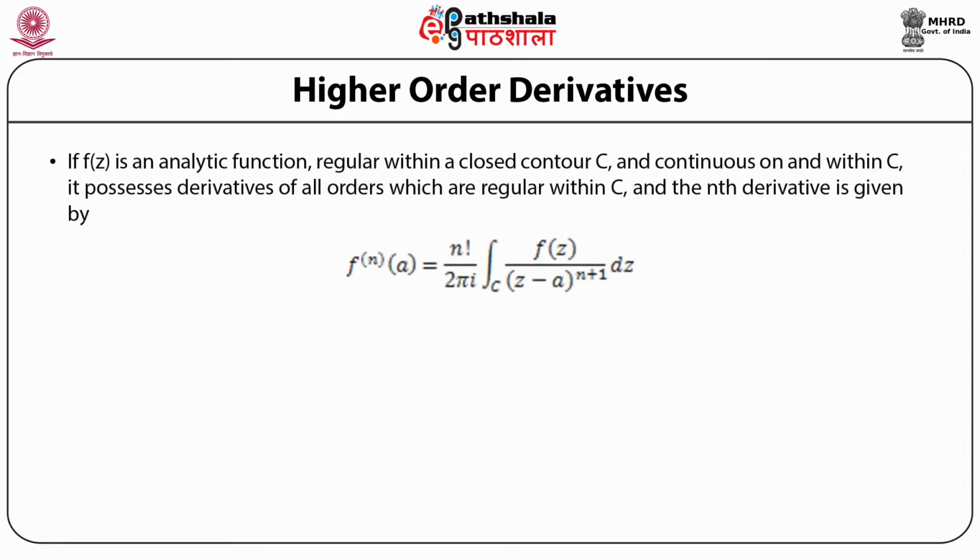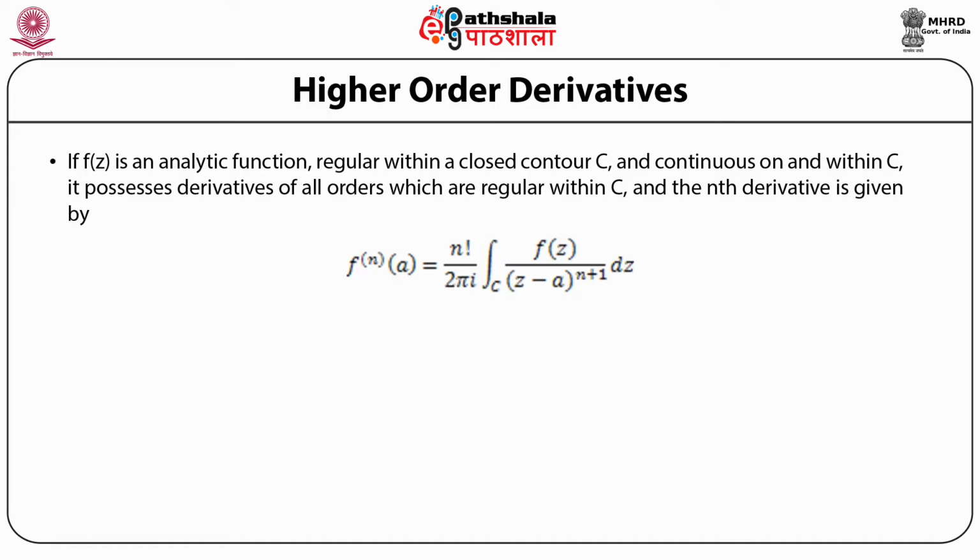If f(z) is an analytic function regular within a closed contour C and continuous on and within C, it possesses derivatives of all orders which are regular within C, and the nth derivative is given by f superscript n of a is equal to n factorial divided by 2 pi i into integral along C f(z) divided by (z minus a) raised to power n plus 1 into dz.